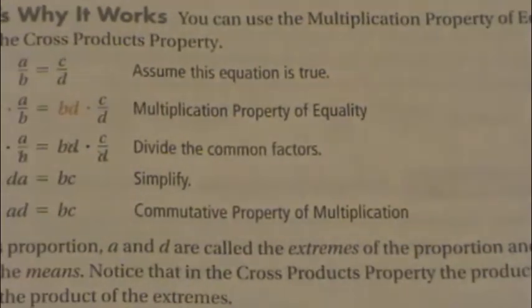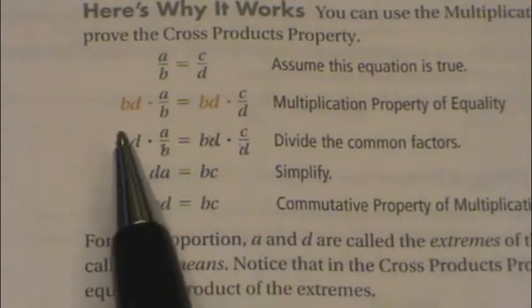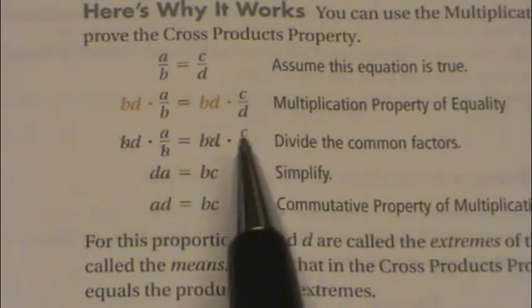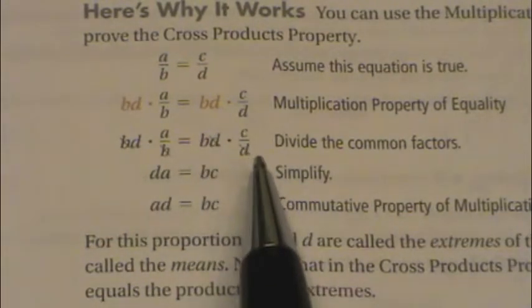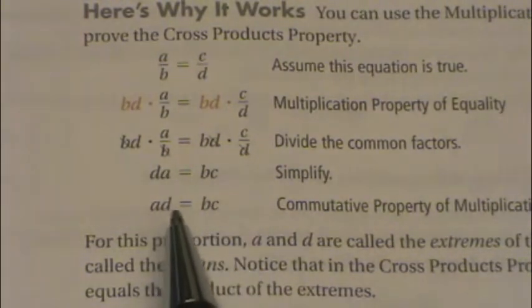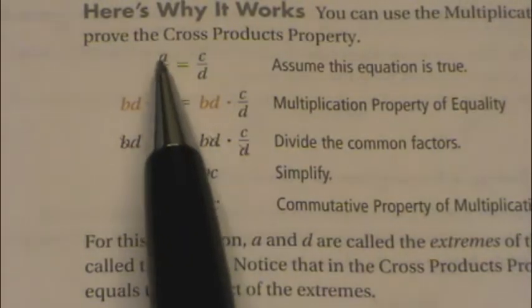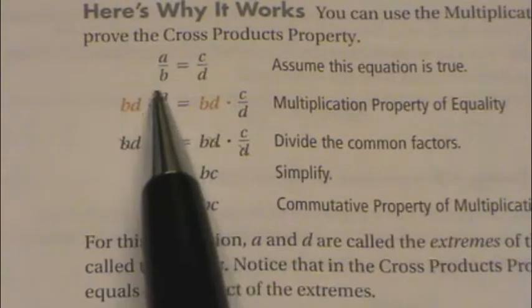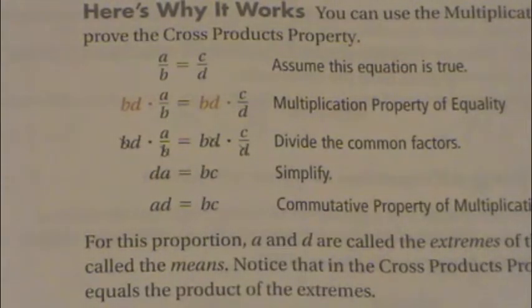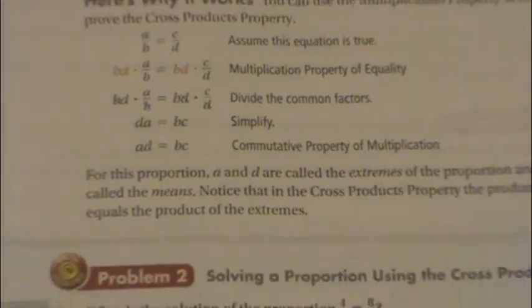Zoom in a little more. Oh, that's much better. So the B's cancel on this side of the equation. The D's cancel on that side of the equation. You end up with DA equals BC. And then if you flip those around because of the commutative property, AD, BC, which we could have just gotten from cross-multiplying AD and BC. Ta-da! This is not vocabulary, which I'm happy about.